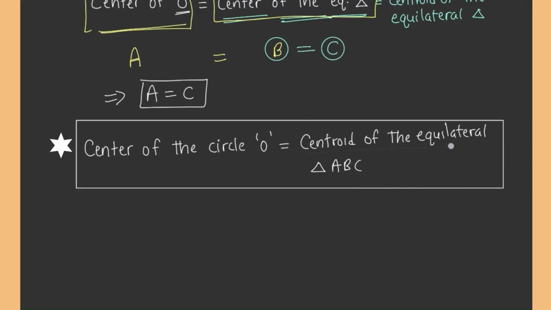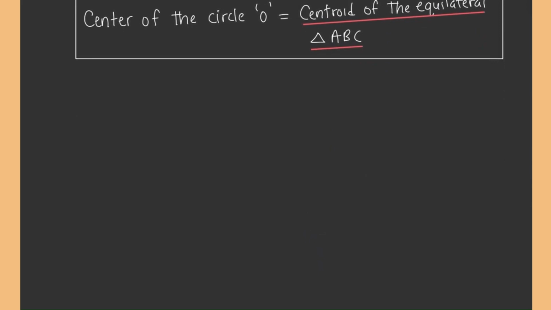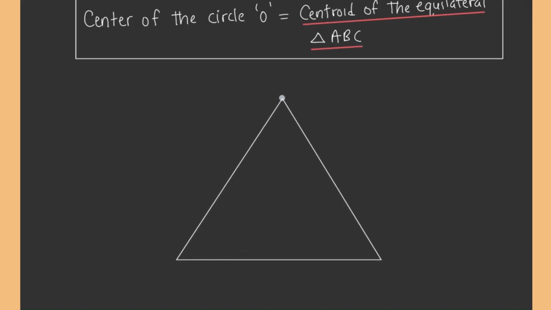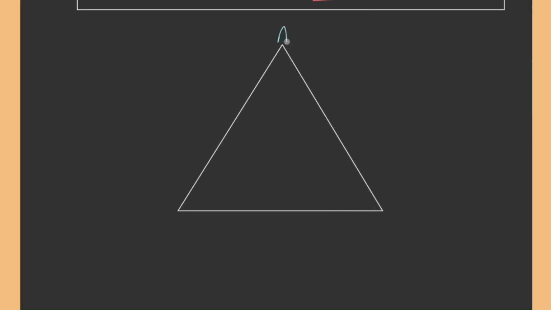Let's now define what the centroid is for a triangle. All right, so to do that, let's draw a triangle. So here we go. We have a triangle. Let's call this triangle ABC. What we're going to do is draw a straight line from each vertex to the midpoint of the opposite side. For example, from the vertex A to the midpoint of the side BC. This is called the median.